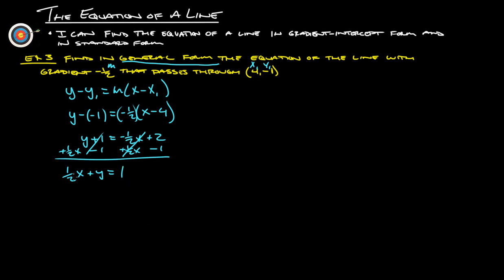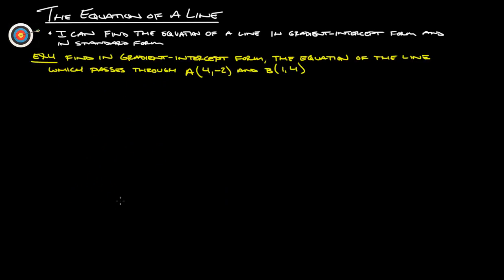The last part is we have to get rid of this denominator. If we multiply everything by 2, that'll get rid of it. 2 times 1/2 is 1x, 2 times y is 2y, and 2 times 1 is 2. So that is, in general form, the equation of the line that passes through (4, -1) and has a slope of -1/2. All right, moving on.